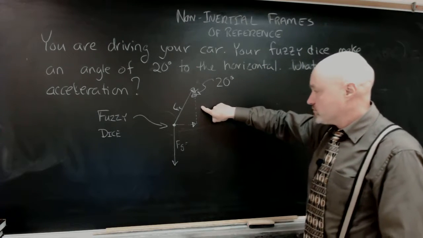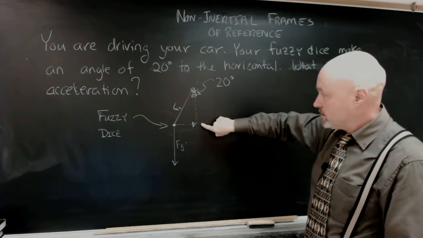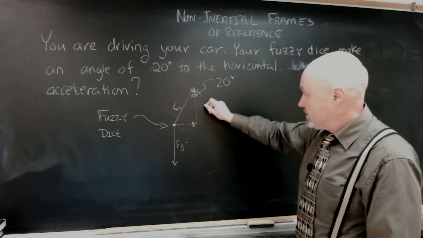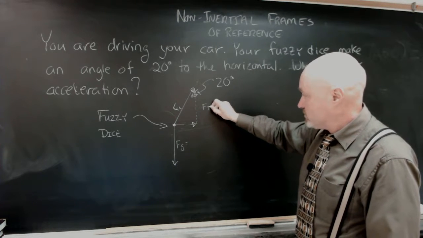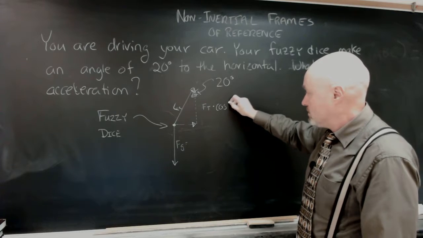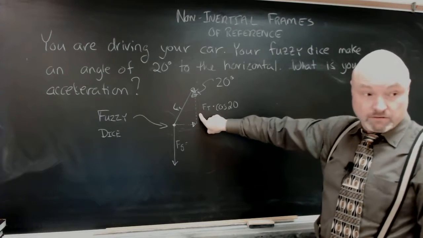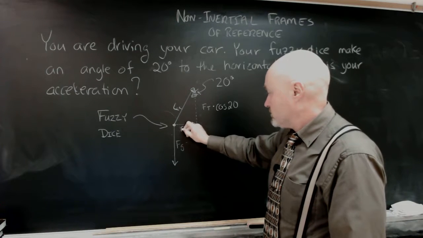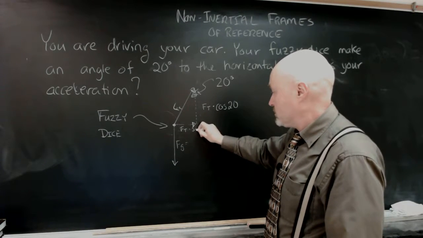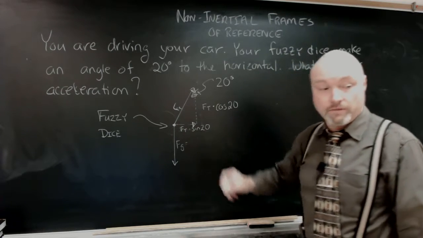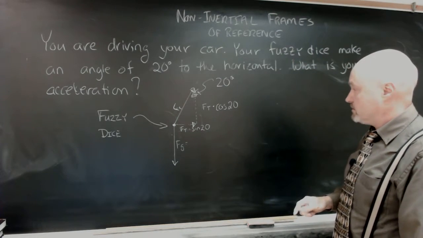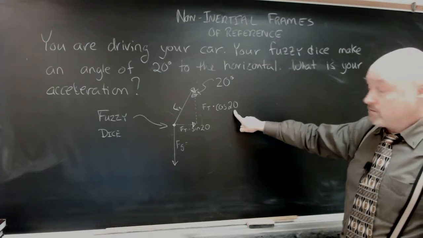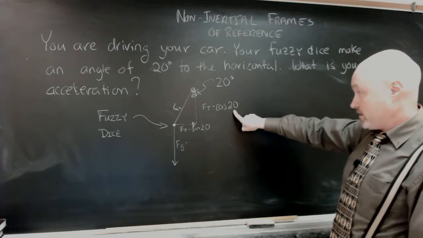The force of tension is going to be, this component of the force of tension is going to be competing with gravity. And this is the force of tension times the cosine of 20 degrees. And so that's going to be that component. And this is going to be the force of tension times the sine of 20 degrees. And so we know what that component is. All right. This component is going to be opposite but equal to gravity.